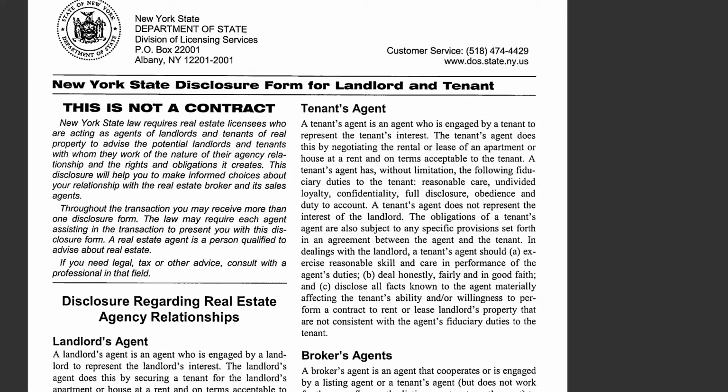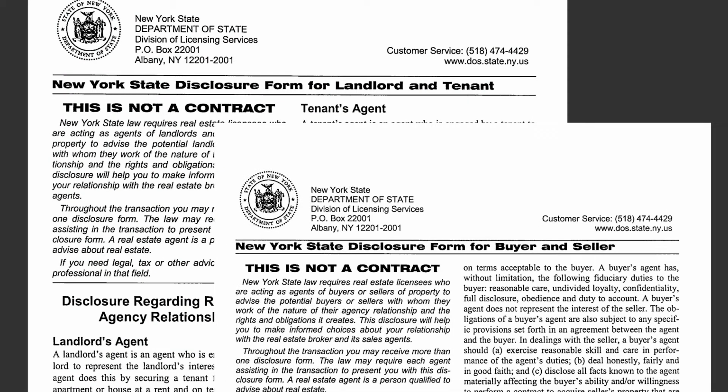Is the agency disclosure form used for residential rental transactions? Yes, there are actually two agency disclosure forms. One is used for rental transactions. The other is for purchase and sale transactions. Okay, so does the form require that we put an address on that form? No, there's no address required on the form. The form is relationship-based. It's not transactional-based.